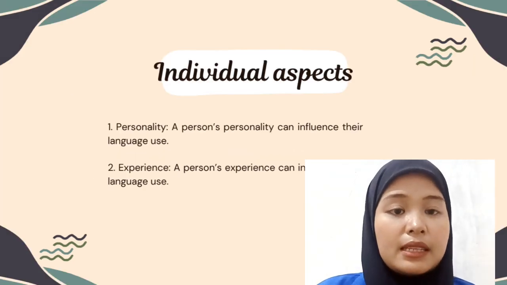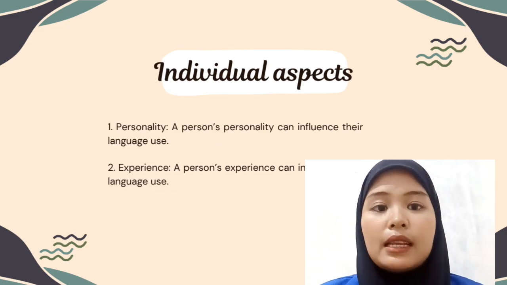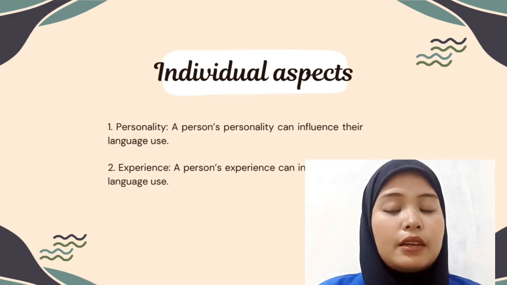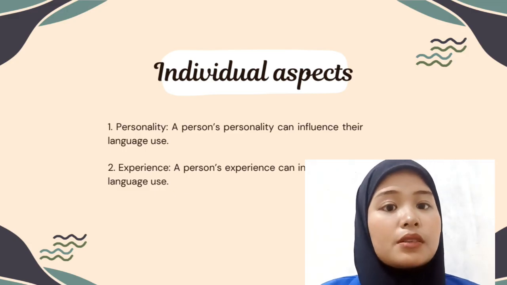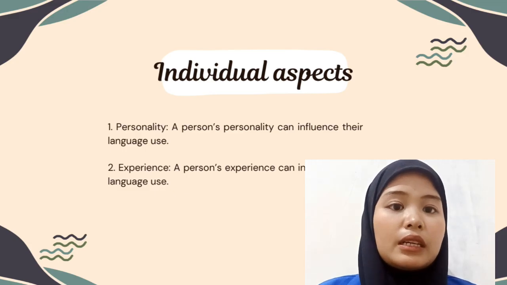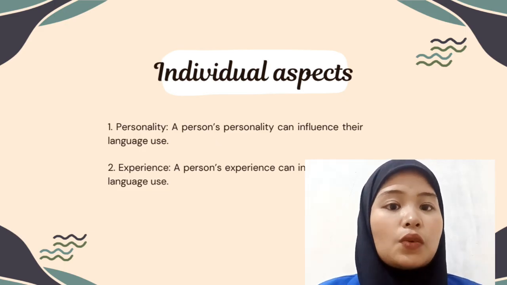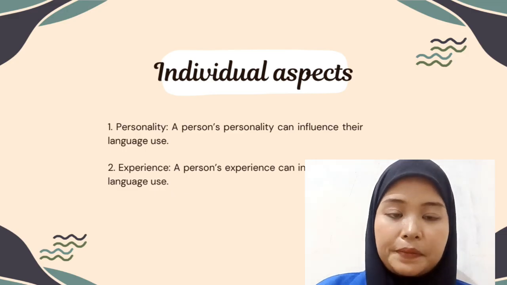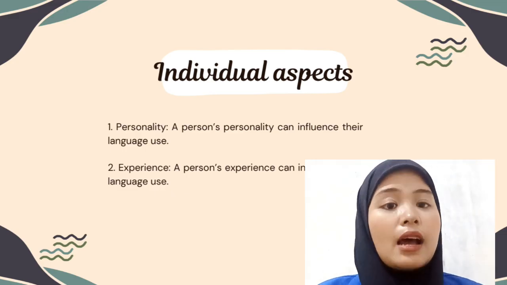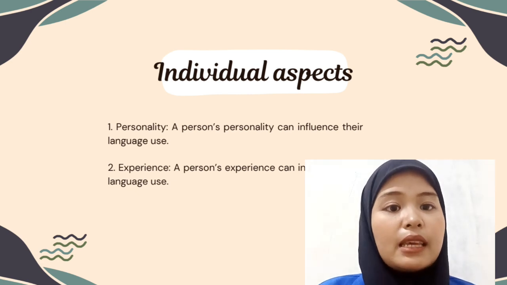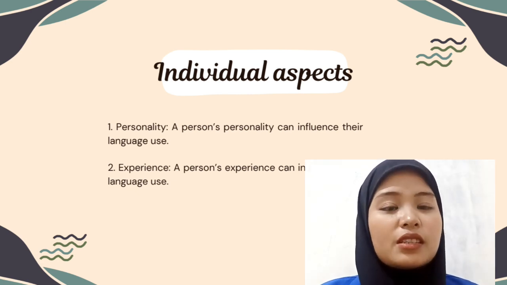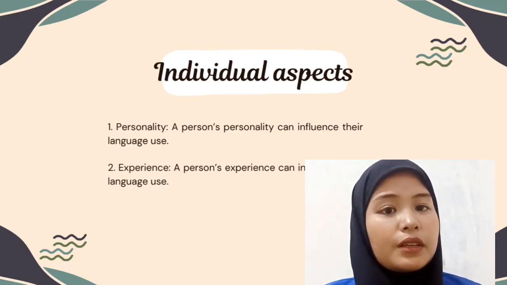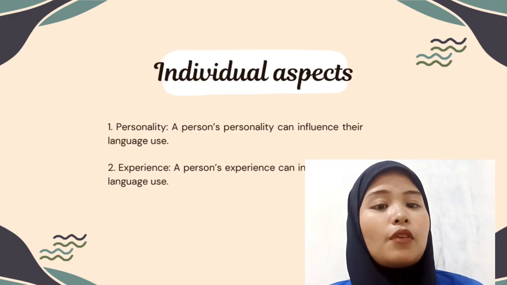Okay, the next part is about the individual aspects. The individual aspects that influence language use include, the first, personality. A person's personality can influence their language use. For example, extrovert people may use more casual and informal language. The second is experience. A person's experience can influence their language use. For example, people with broader experience may use more complex and formal language.